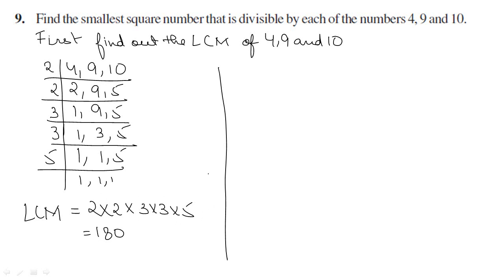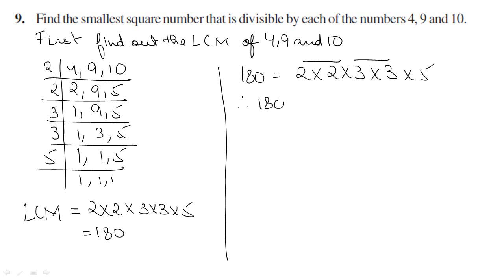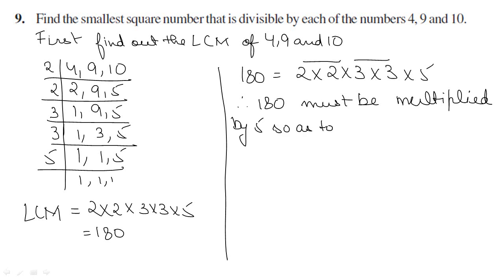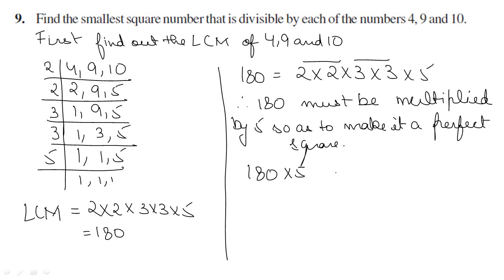Now to make it a perfect square, we will first make the pairs. Which number is left? 5. Therefore, 180 must be multiplied by 5 so as to make it a perfect square. So now we multiply 180 with 5. What are we getting? 900, and 900 is a perfect square of 30, but we don't have to find the square root. We only have to find the smallest square number.